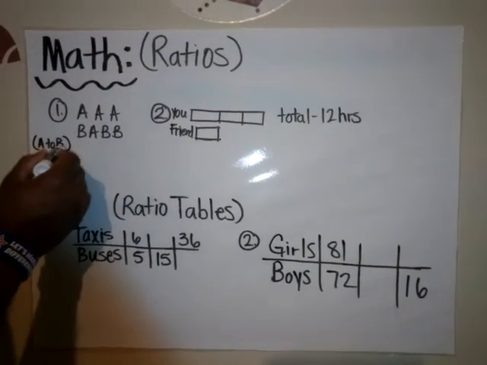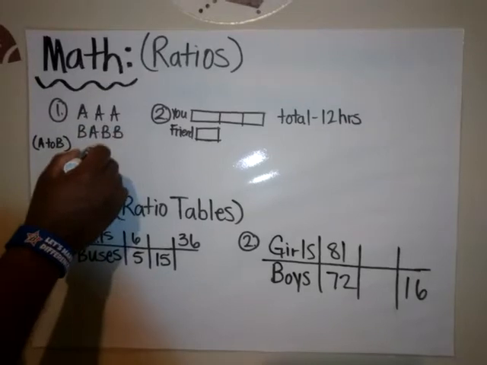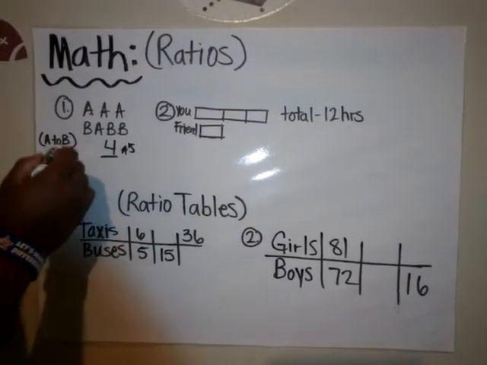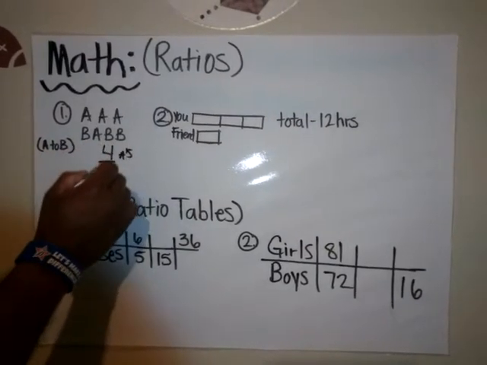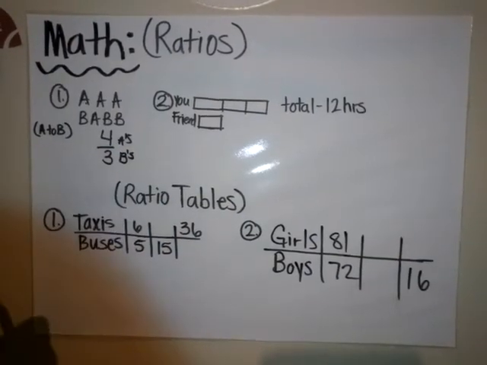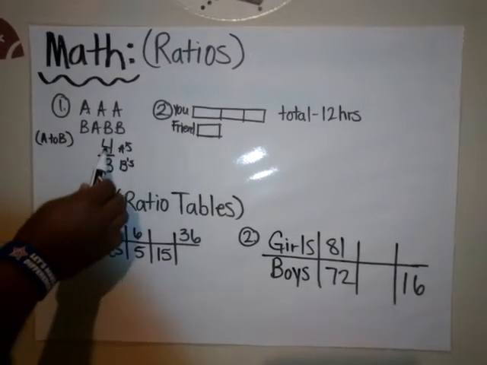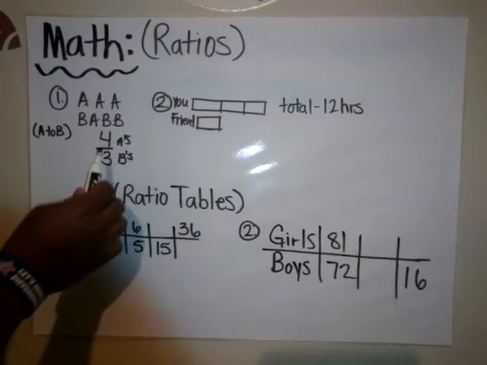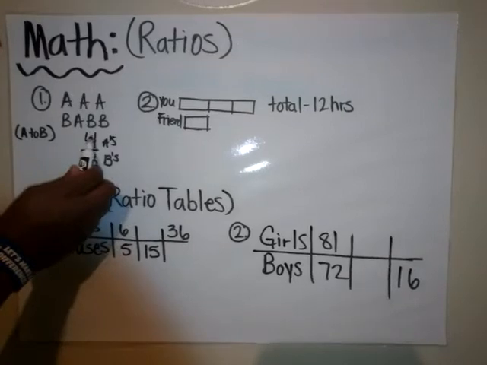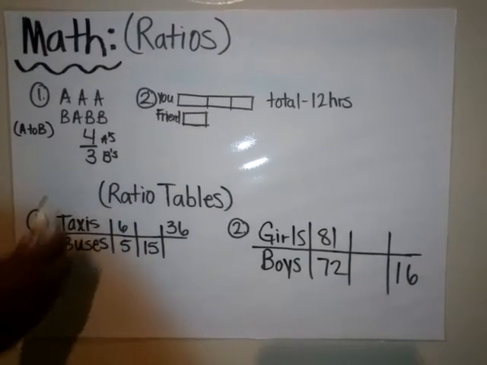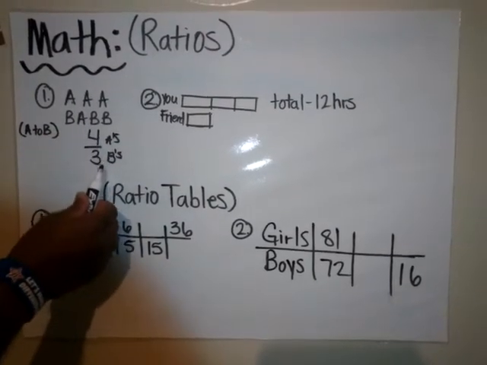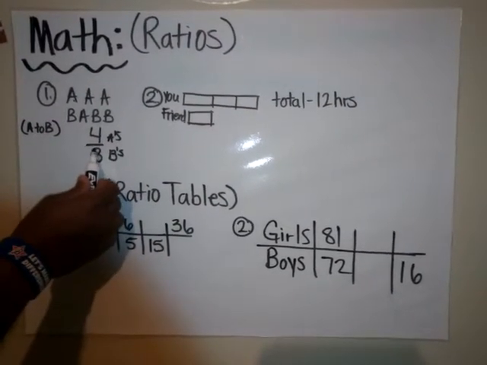So we calculate how many A's do we have? 1, 2, 3, 4. So we have 4 A's. How many B's? 1, 2, 3. 3 B's. So my actual ratio, which is a fraction, is written from A to B, A being listed first and B being compared second. Again, this is a comparison of the situation as letters A and B. There are 4 A's to every 3 B's.